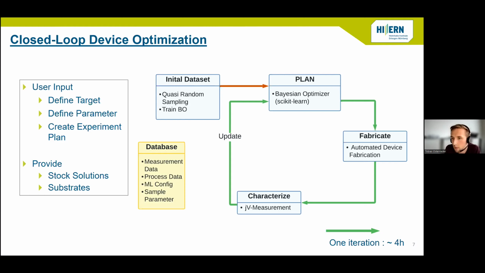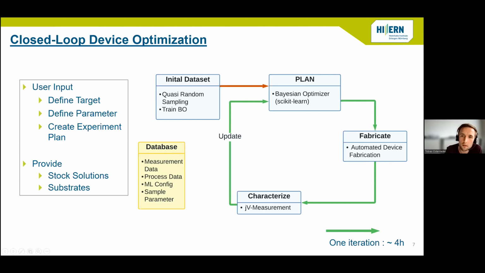Line 1 will then fabricate those cells. It will measure the cells, and after it measures, it will put the PCE to the optimizer, and then the cycle repeats over and over. So of course we have a database. We store there all the data, for example, the measurement data, the process data, some config data, and also the communication is mainly over the database.